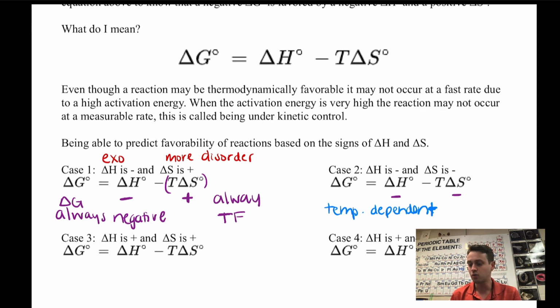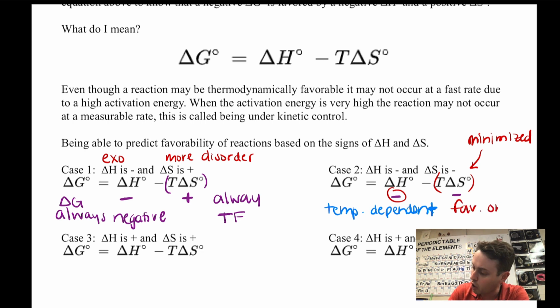So in this case, we know that delta H is going to make delta G more negative. But delta S, since we are subtracting a negative, makes delta G more positive. So we want this to be minimized in order to have a thermodynamically favorable process. So this is favorable only at low temperatures. And I usually try to think of this as negative, negative, low.